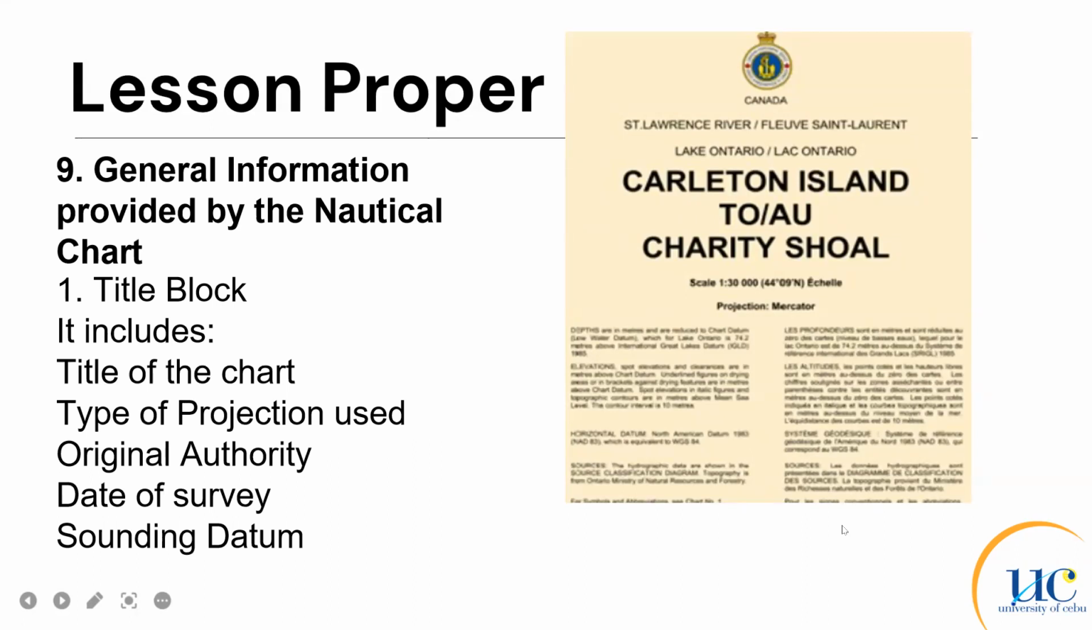So title of the chart, just like here, it's Carlton Island, two on Charity Shoal. Projection, as you can see here, the projection is Mercator. And here you can see 1 to 30,000. This is the scale. And the sounding datum is here. Depths are in meters and are used in the chart datum.